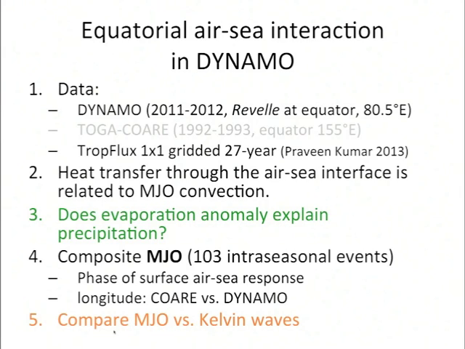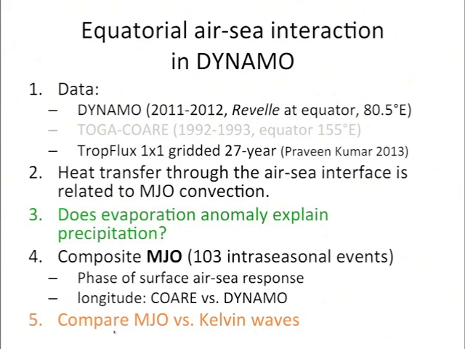And I'm also interested in the air-sea interaction that we observed in DYNAMO. So I'm using globally compiled reanalysis and satellite analyses of flux products, gridded flux products. From these products, for example, TropFlux is the one I'll show today, I can get 27 years of daily flux estimates. I'm not going to show the comparison today, but these products agree quite well with the synoptic and intraseasonal variability that we observed in DYNAMO.